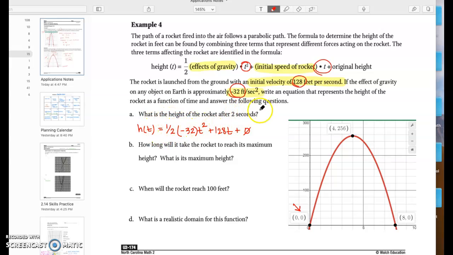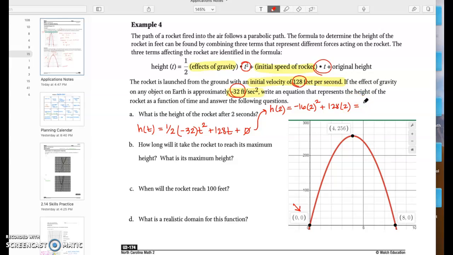what is the height of the rocket after 2 seconds? Well, this is time, so we're going to plug that into t. I didn't leave myself enough room, so we're going to go up here. So h of 2, that means I'm plugging that number in place of t. Actually, I'm going to go ahead and change this. 1/2 of negative 32 is negative 16. And then every place I have a t, I'm replacing it with the 2 because that's what the function notation is telling me to do.